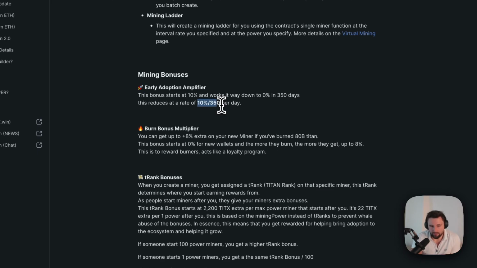So this moves up. This is kind of the launch phase. So for 350 days, it moves from 10% to 0%. And it does it every day, right? So it reduces by 10% divided by 350 every day.